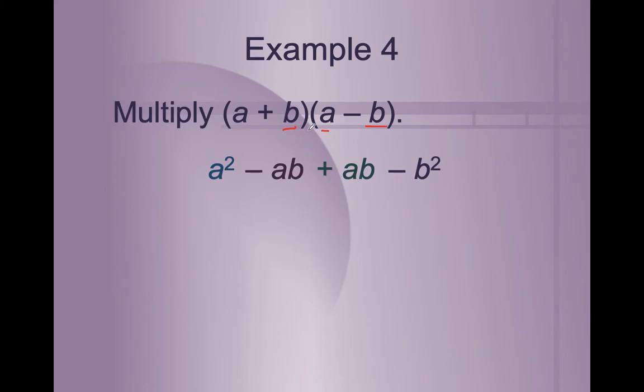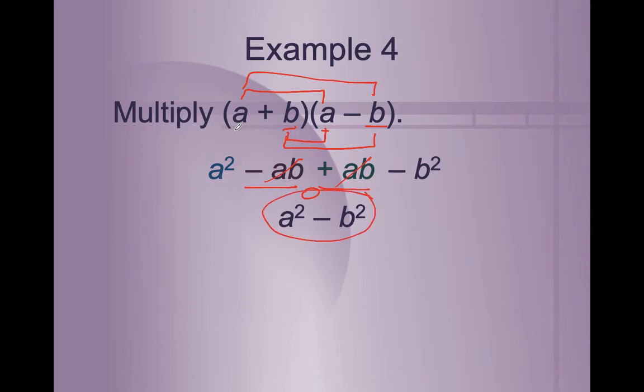I hope I didn't confuse you there in the middle, but notice normally when we FOIL, it's a times a, and then a times negative b, so that's the negative ab right there. And then we've got positive b times a, which is positive ab right there. And then we've got b times negative b. Notice, what are these two things? They are opposites. The sum of opposites will always be 0, so these are going to cancel out. Therefore, your shortcut is going to be a squared minus b squared.